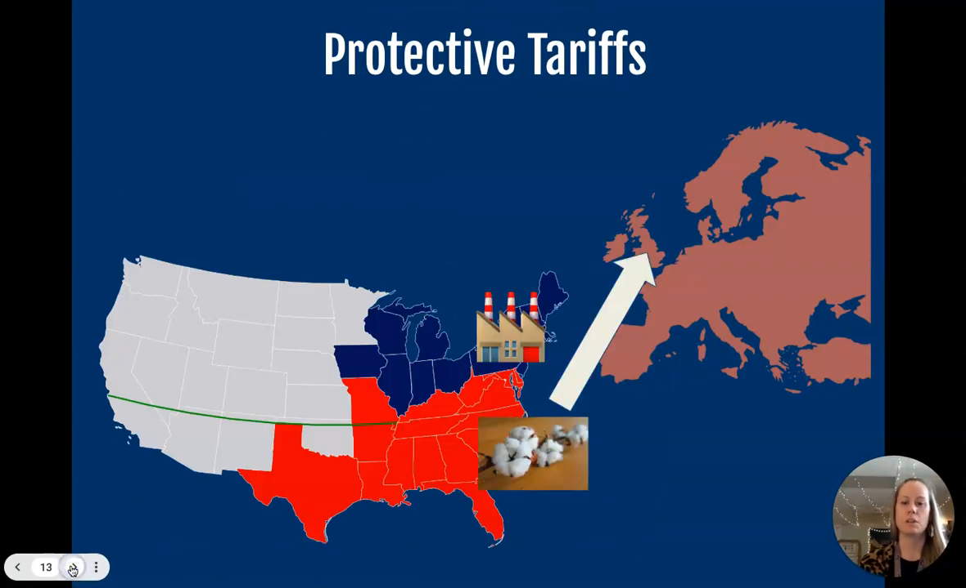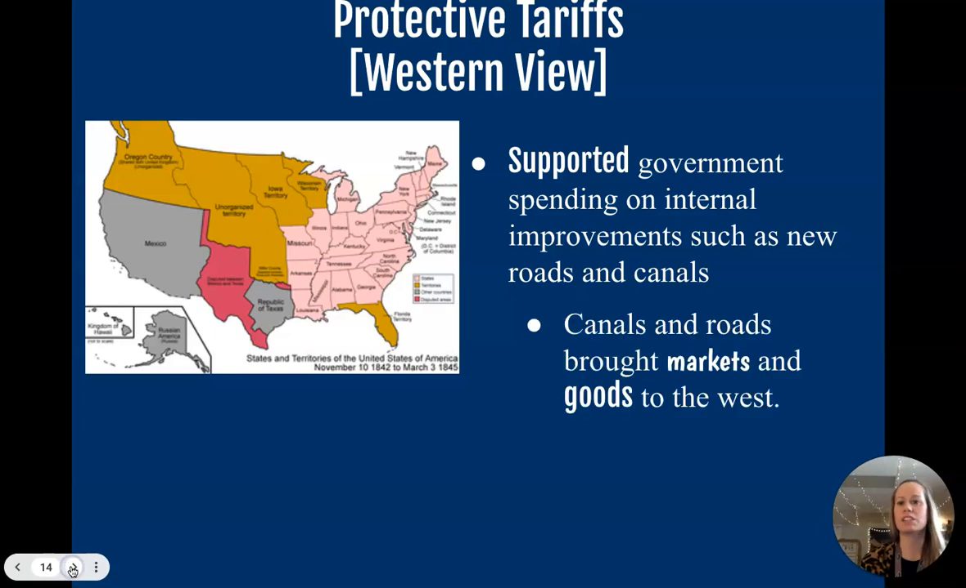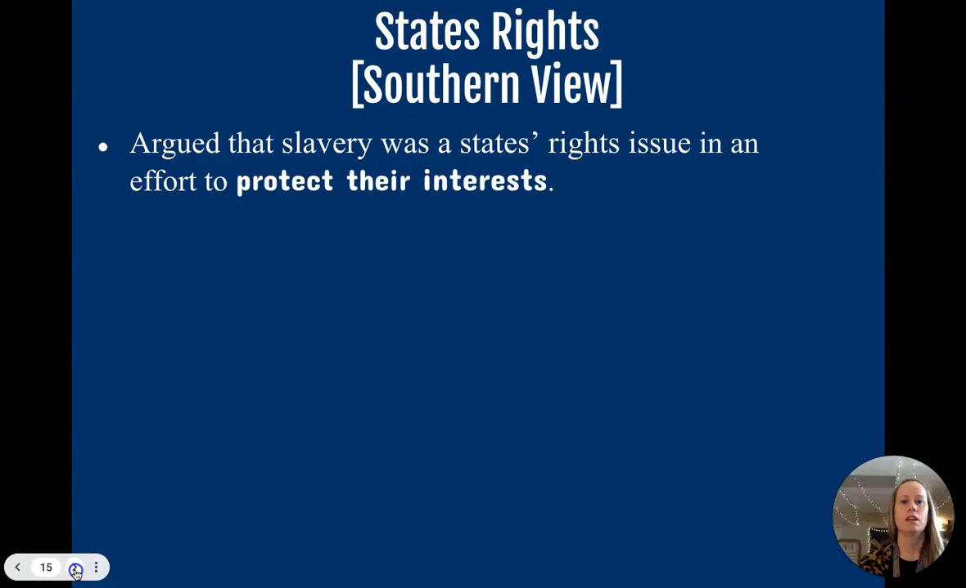This is just a visual. So the South is sending their products back to Europe. They are finishing it. That's not really happening because it costs too much money now because of that protective tariff. Westerners' view, we already looked at this. They support this government spending because it's producing transportation means to get the goods to the West, or even just allowing people to live in the West and creating their own businesses or markets out West. Boom. Yay, we're happy.